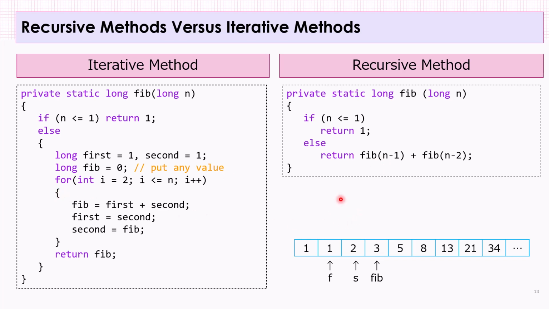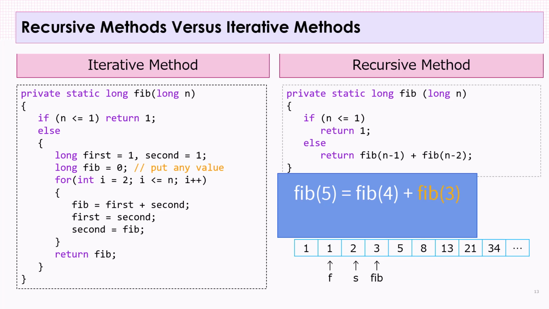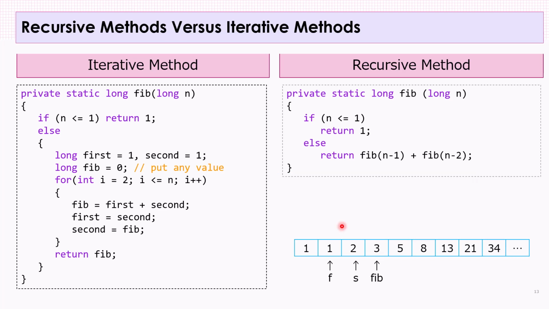As an example, if we want to compute the Fibonacci number at index 5, then the method is going to call itself for computing the Fibonacci number at index 4 and index 3. And for computing the Fibonacci number at index 4, the method is going to compute the Fibonacci number at 3 and 2. So the method is going to compute the Fibonacci number at 3 twice. Let us elaborate more on that with an example.